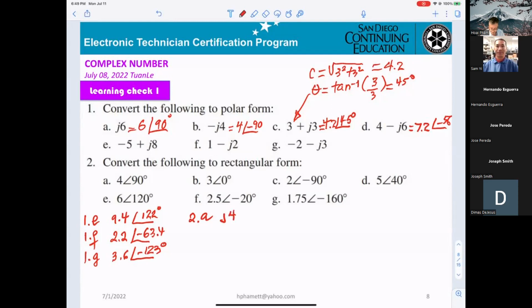To B. That's 3, 3. Sounds good. To C. Negative j2. Sounds good. Okay, to D.